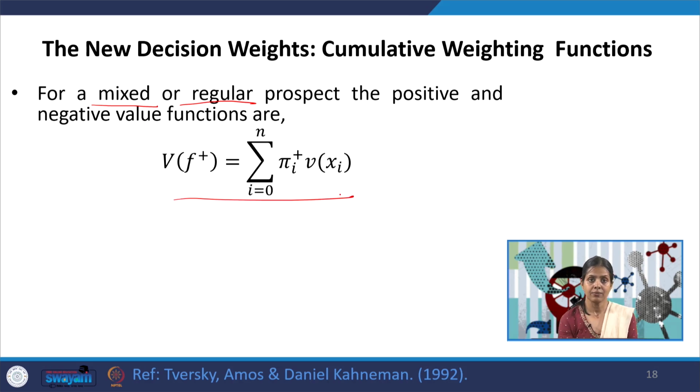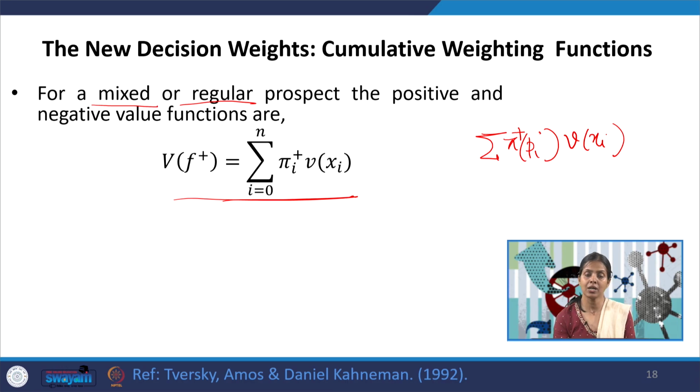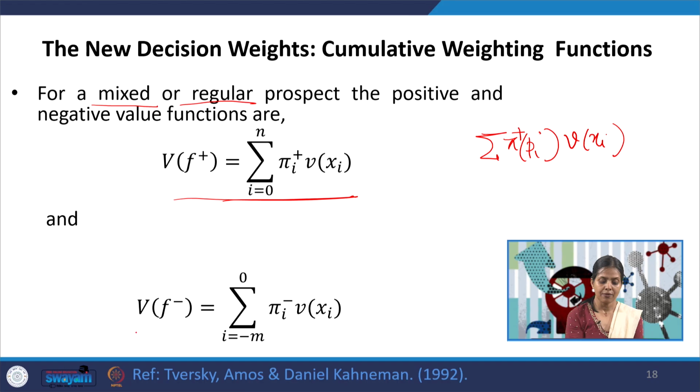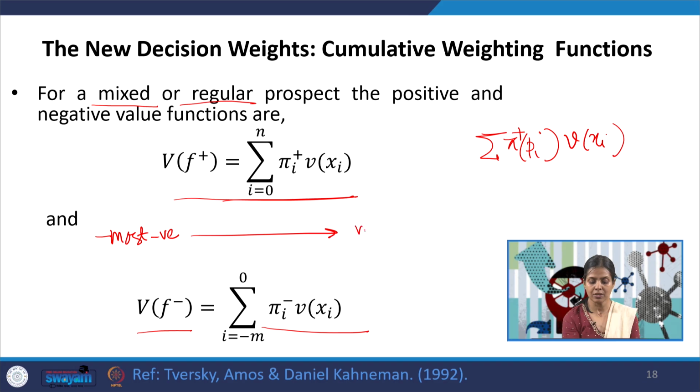So, we have V(f+). Now, first considering the positive outcomes, we can write it like this. As I just showed in the previous slide, previously we had only pi into V(xi). Now, that is replaced with specifically a plus sign here in order to indicate that we are considering only positive outcomes. And in a similar fashion, V(f-) would be written with pi minus into V(xi), again to indicate that we are considering only negative outcomes. So, since these are arranged in ascending order, we would be beginning with the most negative outcome and then moving towards the most positive outcome. So, if the most negative outcome has a number which is equal to minus m, this runs from minus m to 0 and this is from 0 to n.